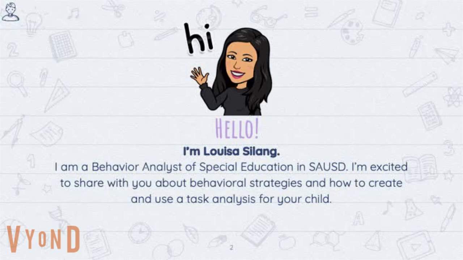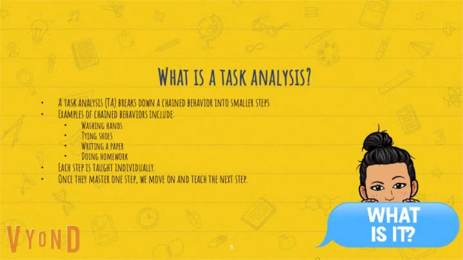A task analysis breaks down a chain behavior into smaller steps. Some examples of chain behaviors include washing your hands, tying your shoes, writing a paper, or doing homework. Each step is taught individually, and once they master one step, we move on and teach them the next step.